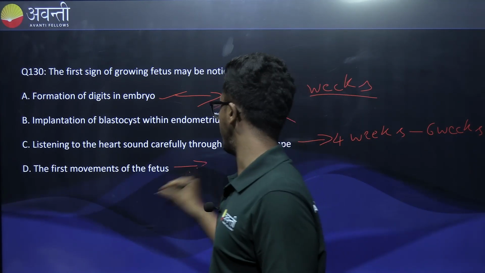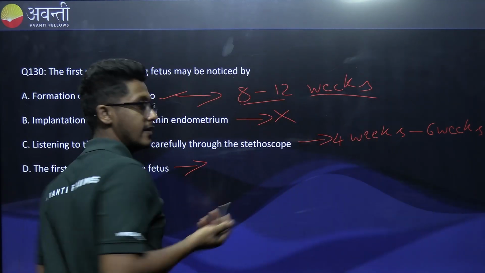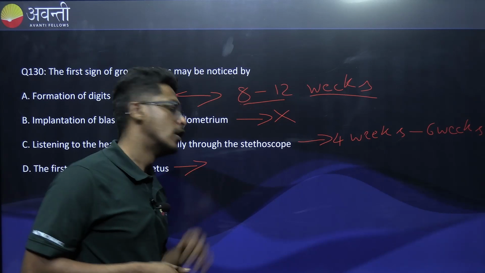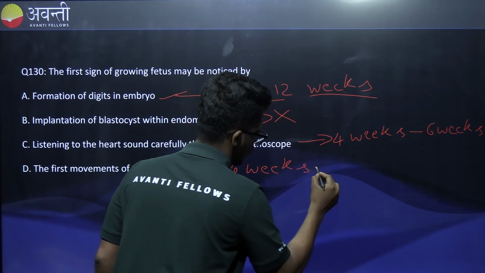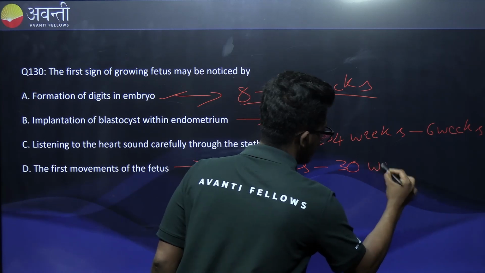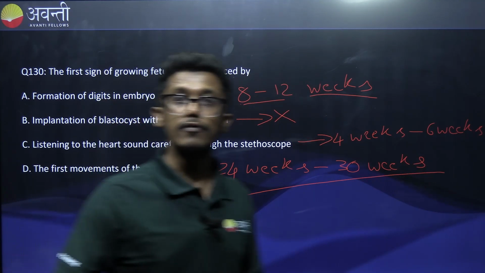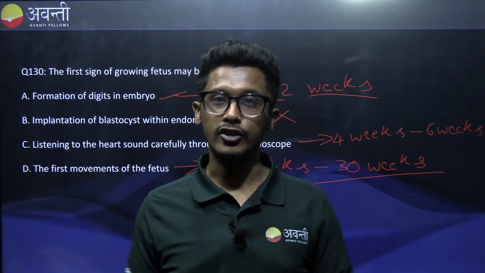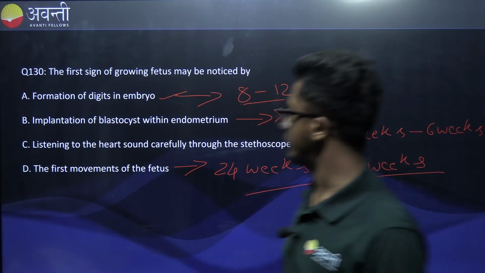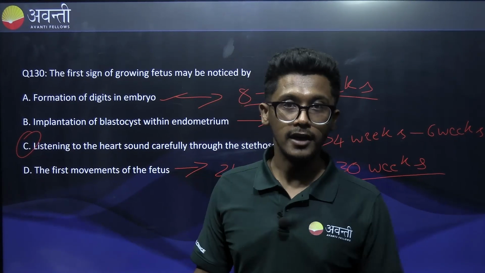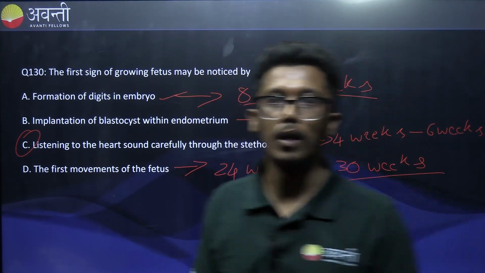First movement of the fetus. This is a very late phase. This happens between 24 weeks to 30 weeks easily. That means almost the 4th to 5th month of pregnancy should be reached to feel the first movements of the fetus. So that's why our correct option is that you have to listen to the heartbeat of the baby through the stethoscope. Then it is possible to determine the developing fetus.